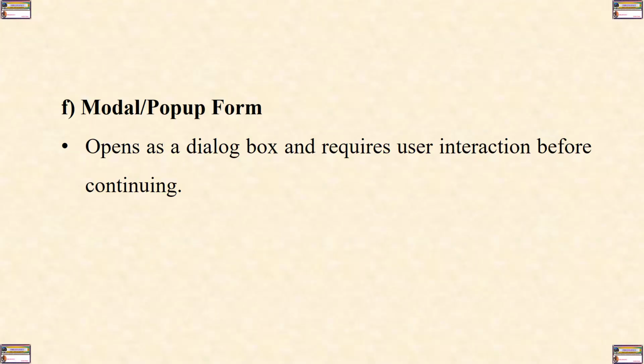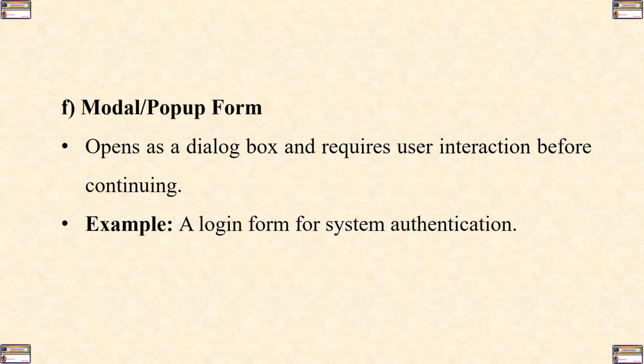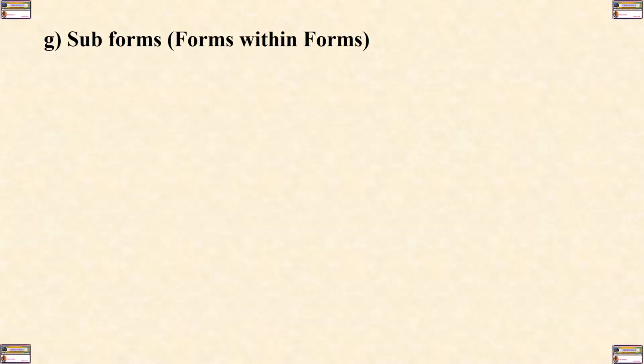The 6th one is called the dialog or pop-up form. This is a form which opens as a dialog box and requires user interaction before continuing. An example is a login form for system authentication, or a situation whereby a form appears prompting the user to enter a student admission number, after which the rest of the details are displayed, or an action is taken.